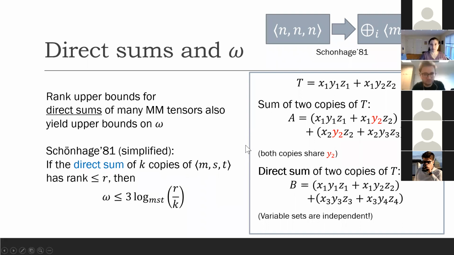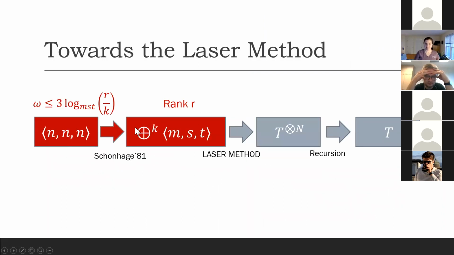Okay, so this is what we use from Schönhage. We use that if we can get a rank for a direct sum of a bunch of matrix multiplication tensors, let's say they have the same dimensions, then you get to bound omega by 3 log base mnp of r over k, where m, n, p are the dimensions of the matrix tensor. This is basically this part over here. So if you bound the rank of this thing by r, then you get a bound on omega by taking 3 log base the product of the dimensions of r over k, where k is the number of things.